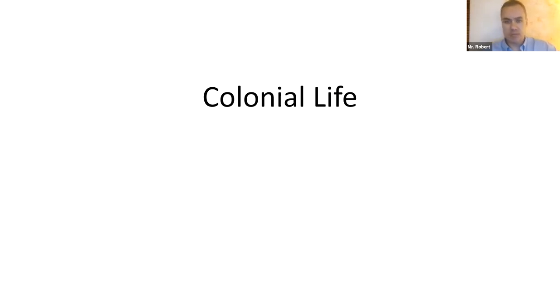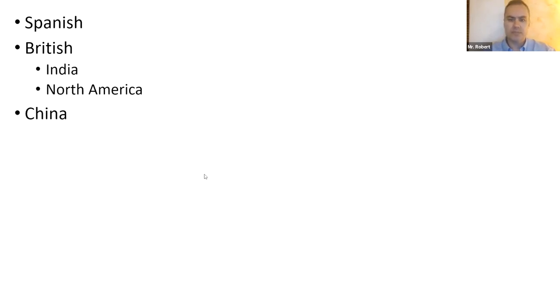It's a huge topic because it spans hundreds of years, but we're going to focus on just major features. Specifically, we're going to look at Spanish and British colonies, and also not so much Chinese colonies, but what Europeans were doing in China, how they were interacting with China. With the British, we're going to talk especially about British India, which is huge, and British North America, the colonies that later became the United States.